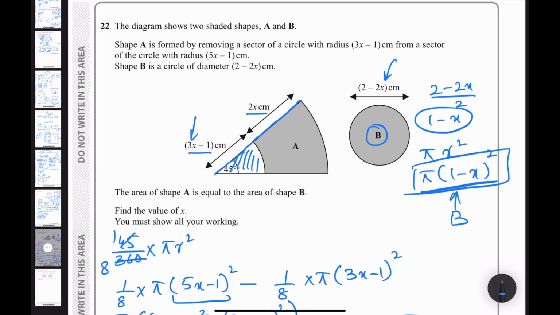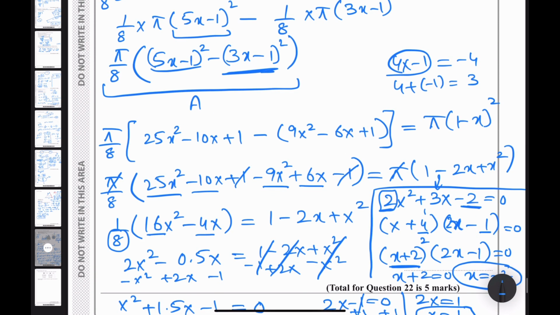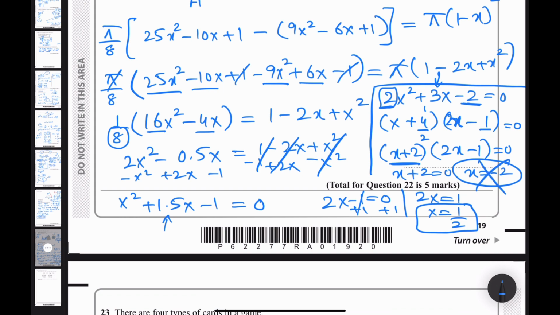3x minus 1. 3 times negative 2 minus 1, so it will become negative 6. Negative 1 will become negative 7. So this length will become negative 7. That doesn't make sense because a length has to be positive, always. So that value doesn't make sense, and so we will reject minus 2. And our final answer will be half.